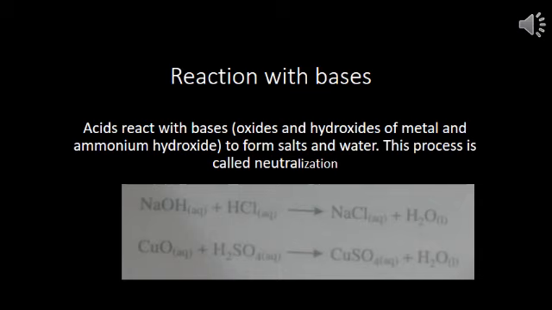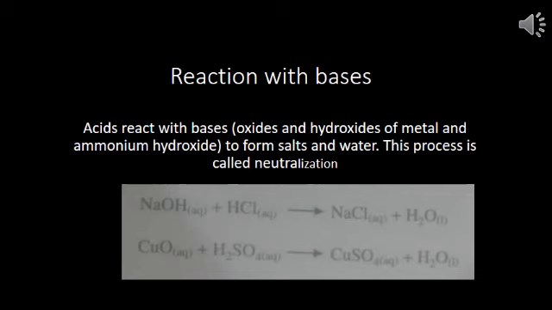Reaction with bases. As you know, whenever acids react with a base, that will produce a salt and water. And this whole process is called a neutralization reaction. So in this case, when acids react with bases, major bases are oxides and hydroxides of metals and ammonium hydroxide, that will form a salt and water.